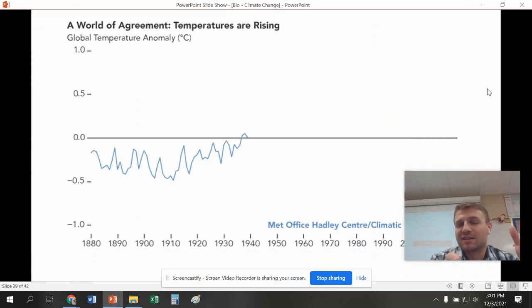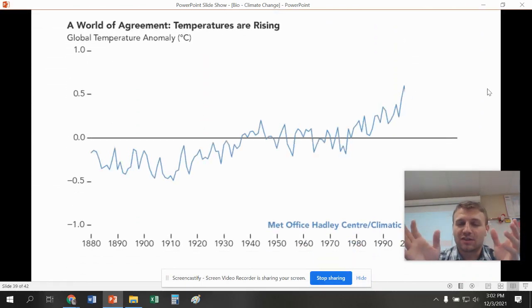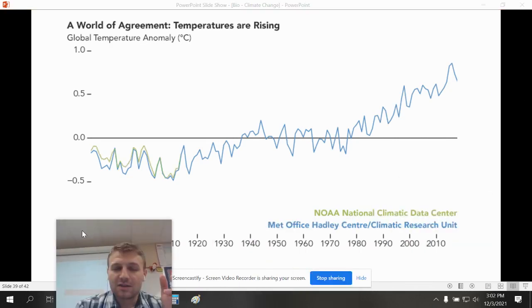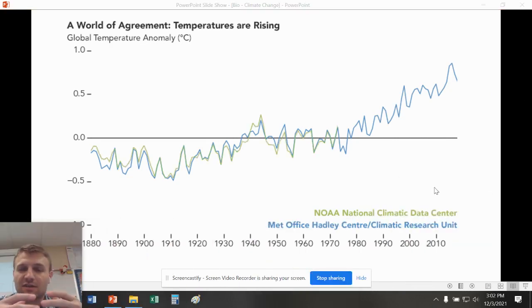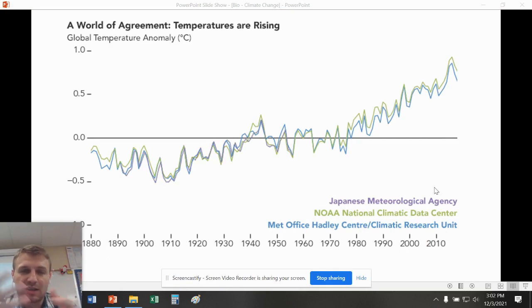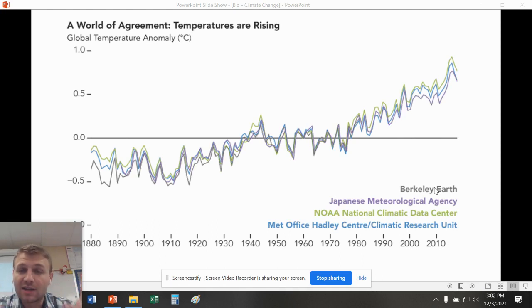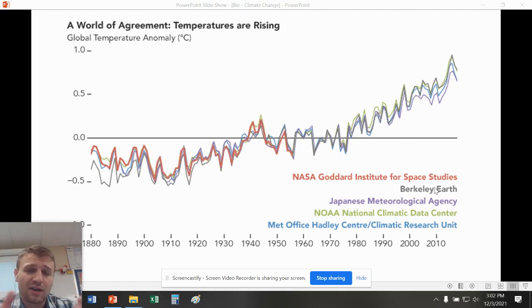I always like showing these graphs too in this animation. These are different agencies, different government or national agencies, and they interpret the data in different ways. But you can see they all come to the same conclusion that the Earth's temperatures are rising over the past 100 years. It doesn't matter what country they're from or what organization or how they crunch the data. They're coming to the same exact conclusion: yes, temperatures are rising.